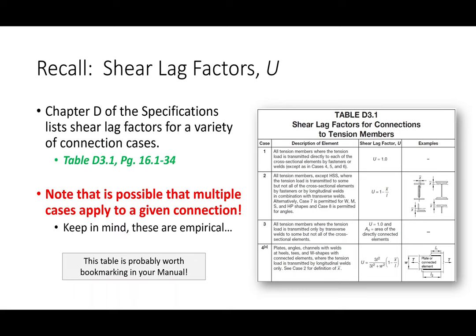Just to recap on bookmarks, I got a new manual this semester like everybody else. I'm sort of bookmarking along with everybody. For the shapes, I bookmarked the W's, the channels, the angles, and the WT. So W, C, L, and WT. And the only other bookmarks I have are the yield stresses and this. This is the only other thing I have bookmarked. I think for your first exam, that's probably all you need. We'll add to that, obviously, as the semester progresses.